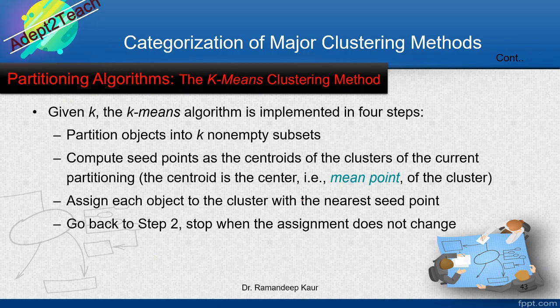Now this is implemented in 4 steps. The first step is that you should have k non-empty subsets. Then, whatever the number of subsets, you have to identify a centroid of each subset. Centroid means the mean point of the cluster. You take all the elements in the cluster, take the mean, and wherever the mean is located, that will be your centroid.